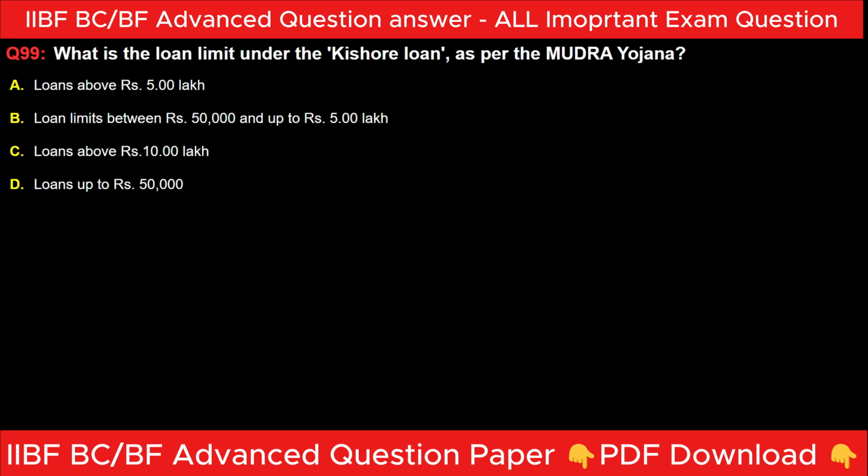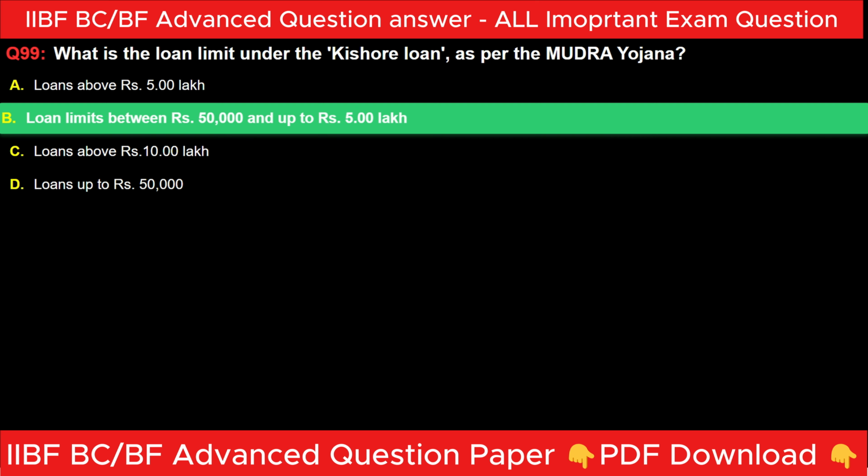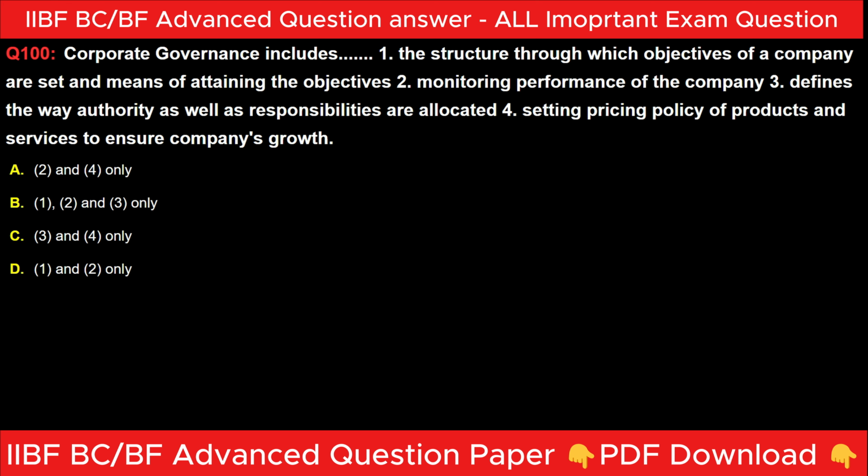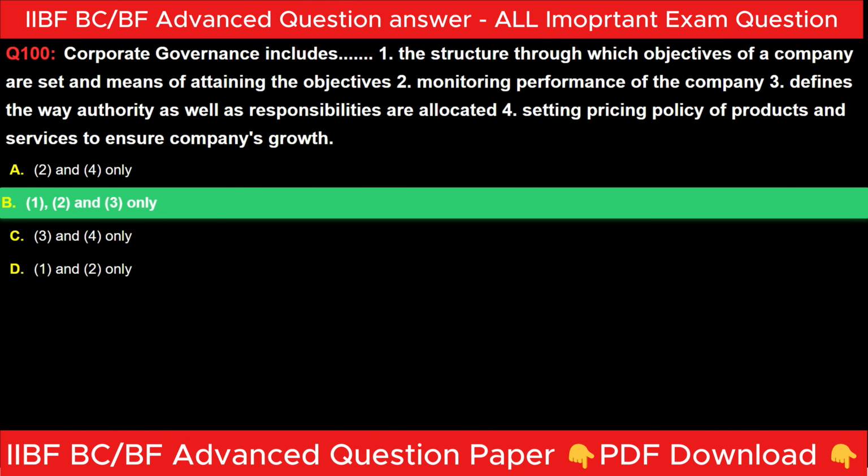What is the loan limit under the Kishore loan as per the Mudra Yojana? Loan limits between 50,000 rupees and up to 5 lakh rupees. Corporate governance includes 1. The structure through which objectives of a company are set and means of attaining the objectives. 2. Monitoring performance of the company. 3. Defines the way authority as well as responsibilities are allocated. 4. Setting pricing policy of products and services to ensure company's growth. 1, 2, and 3 only.